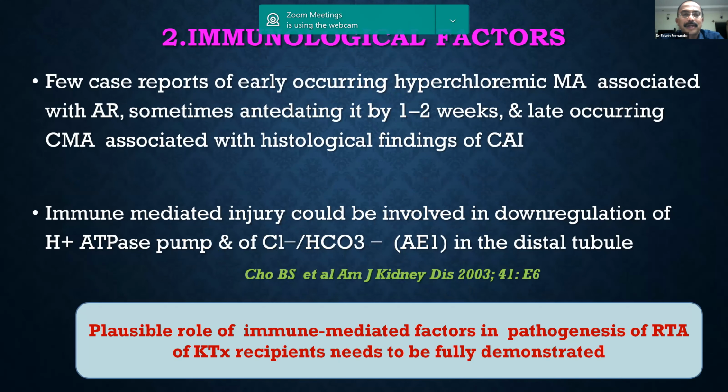Regarding the immunological factors, there are a few case reports of early occurring hyperchloremic metabolic acidosis that may be associated with acute rejection. Sometimes it antedates rejection by 1 to 2 weeks, and there is late occurring hyperchloremic metabolic acidosis associated with histological findings of chronic allograft injury. Immune-mediated injury could be involved with downregulation of the hydrogen ATPase pump and of the chloride-bicarb exchanger in the distal tubule. So the plausible explanation of immune-mediated factors in the pathogenesis of RTA in kidney transplant recipients needs to be fully demonstrated.